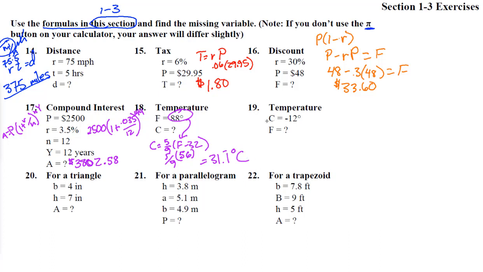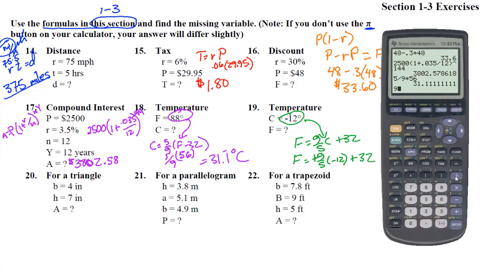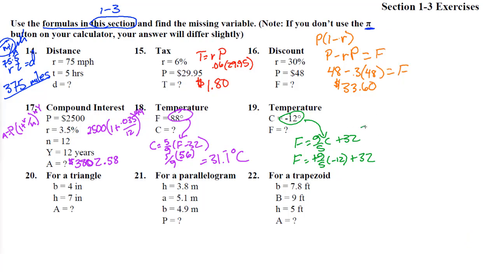All right. Now if we're going the other way, the formula is F equals 9/5 C plus 32 without parentheses. So this negative 12 goes right in here. So we get F equals 9/5 times negative 12 plus 32. Let's punch that in, see what we get. 9 divided by 5 times negative 12 plus 32, and we get 10.4. So that's going to be 10.4 degrees Fahrenheit. Yeah, negative 12 Celsius is 10.4 degrees Fahrenheit.